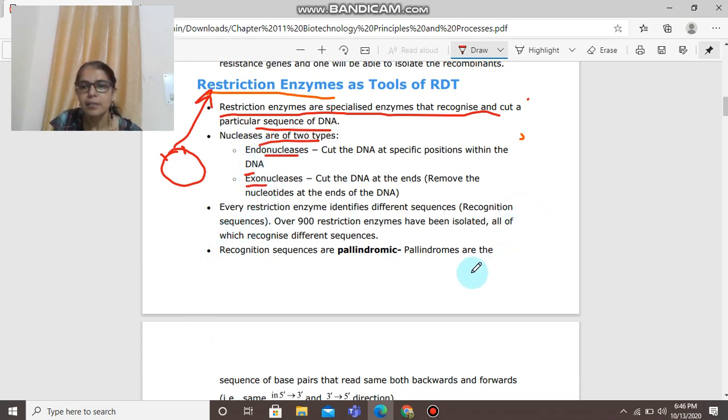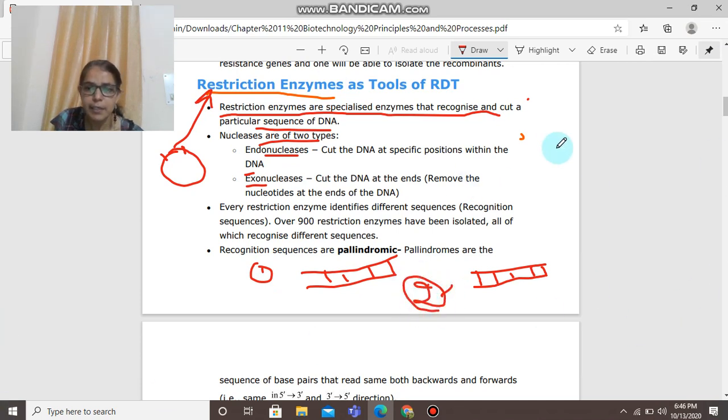As the word itself indicates, exo means external, endo means internal. Suppose this is a piece of DNA, and I am also drawing one more. This is also a piece of DNA. Suppose this is the first one and this is the second one. In one case the enzyme acts at the end and in the other the enzyme acts in the middle. This is the difference between these two. One type of enzyme will act at the end, means on the external side, and the second type will act in the middle, means in the internal sequences.